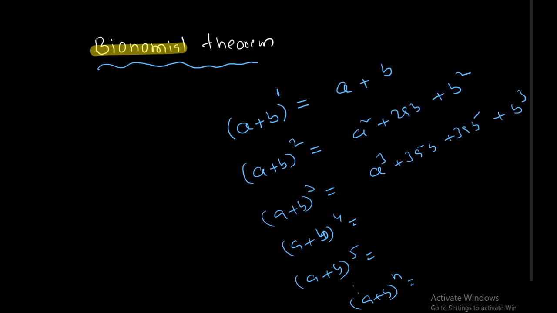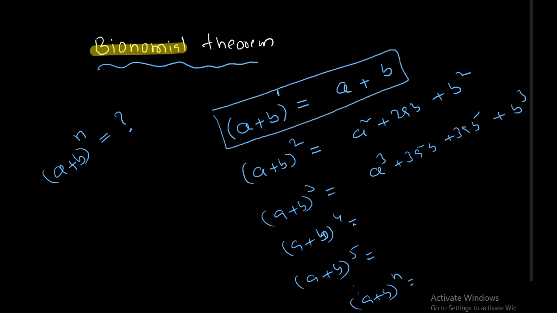So what is the binomial theorem saying? The expansion of (a plus b) whole power n, how to expand this, says the binomial theorem. How to prove it, that we'll discuss later. First of all, (a plus b) whole power 1 is easily a plus b only. (a plus b) whole square is a square plus 2ab plus b square only. (a plus b) cube, but (a plus b) power 4 is not difficult for us.